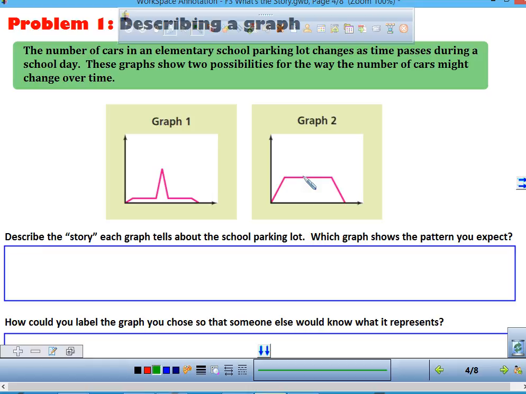Okay, 3, 2, 1. Let's talk about what each graph might be showing first, and after we talk about what each graph might be showing, then we'll come up with what we think best represents a day at elementary school. Lucas, what's the first graph show?